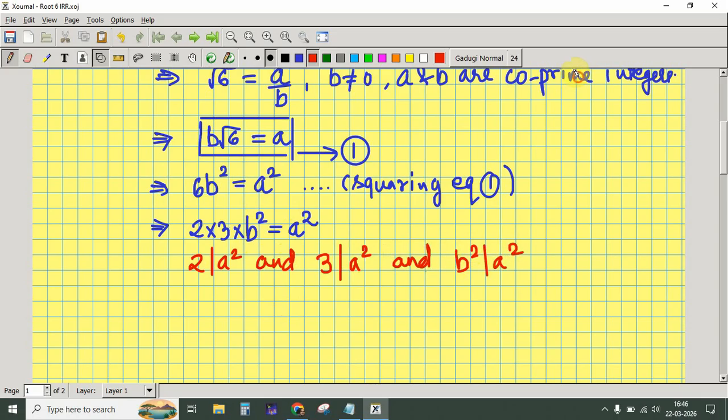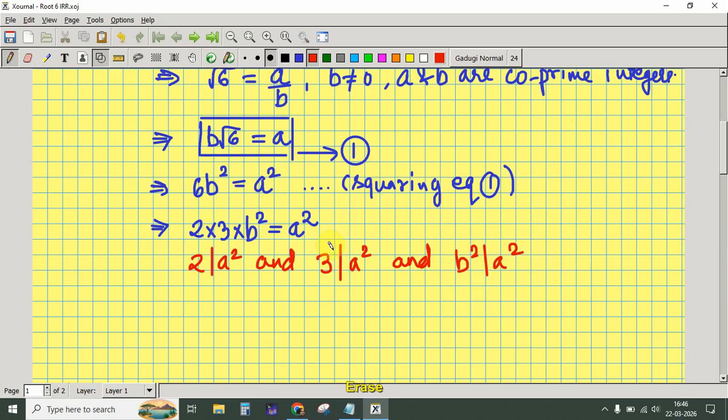But what is this condition? Co-prime. So a and b are co-prime. So a doesn't divide b, b doesn't divide a, and no other third number divides these two numbers. So if b square divides a square, which implies b is also going to divide a. So this is not possible. So we have to reject this branch.